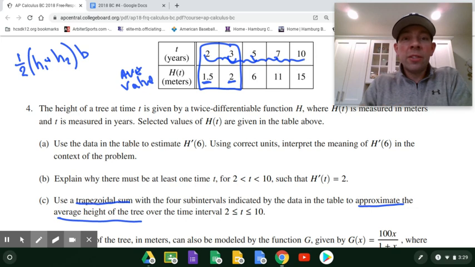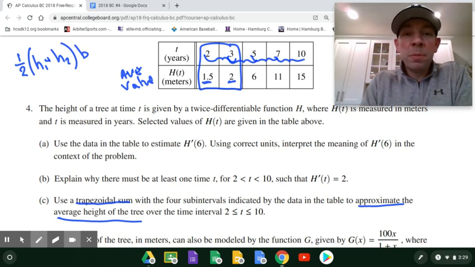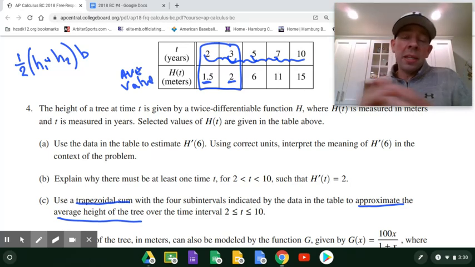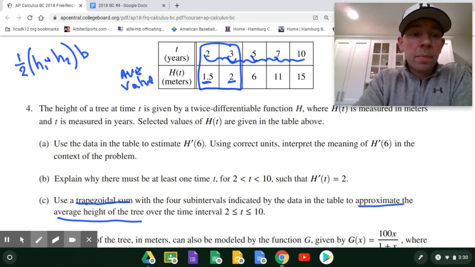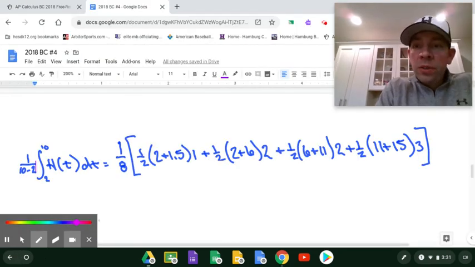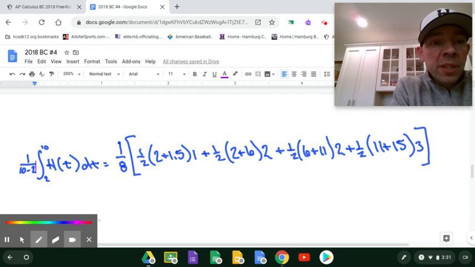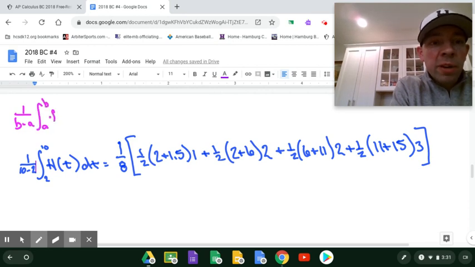All right. So again, I'm going to jump off of this page so that you may not be able to see the table anymore, or you can just pause right now, try to set yours up, and then come back and hit play and see if we set ours up the same way. So here's what my setup's going to look like. Again, we're using the average value formula, so to speak, which is 1 over b minus a times the integral from a to b of whatever function it is you're trying to find the average of.